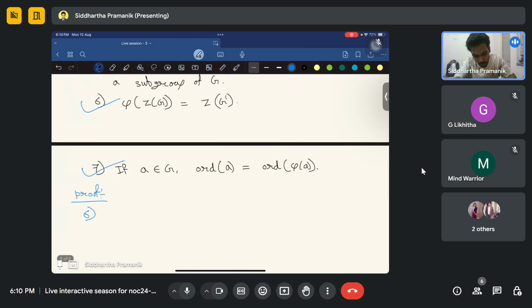So let's prove the sixth one. We need to prove the image of the center of G is the same as the center of G prime. Basically you need to prove these two sets are the same. Same means they are equal. So the standard trick is we need to prove both side inclusions. First one is this side and second one is this side.